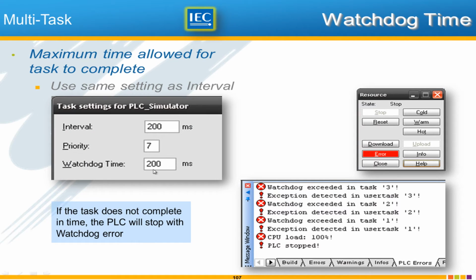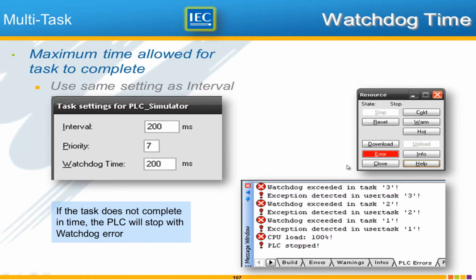Another field, jumping down here, was Watchdog Time. This is the maximum time for the task to complete. And we had set that the same as the interval. What this means is that if there's so much code that it cannot process it all in the Watchdog Time, then the resource will stop and you'll get an error that tells you the watchdog was exceeded in a particular user task.